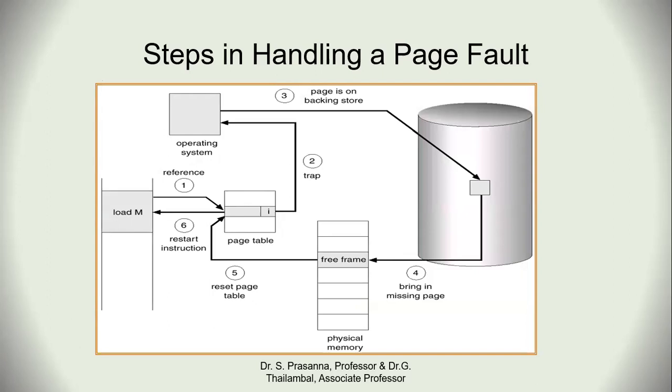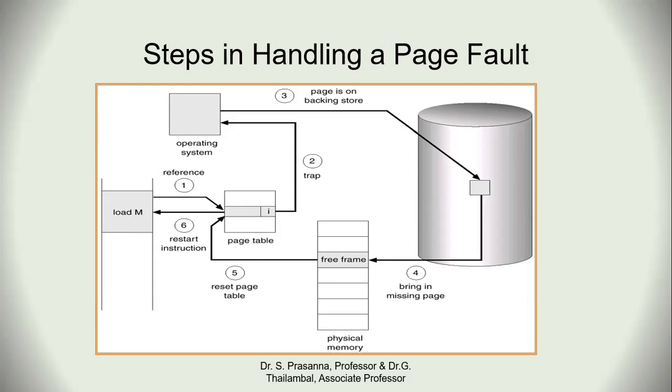Steps in handling a page fault. The first step is the load M command, that is the reference. You go to the page table and find the frame address, which is marked I. The next step is a trap. If that entry is I, meaning an invalid bit, then the load M page is not available in the page table and the corresponding frame address is not there. That's why it is marked as an invalid page, so we don't need to search for it in physical memory. It is not available, therefore it's a trap. You go into the operating system and report an addressing error: this particular page is not available.